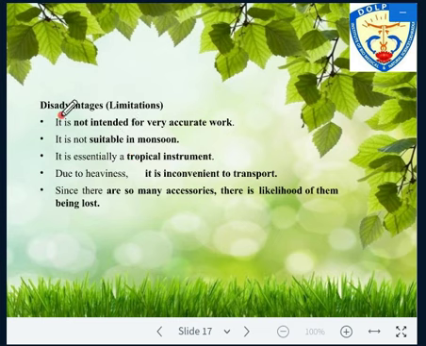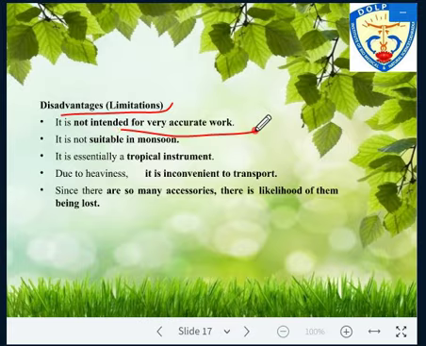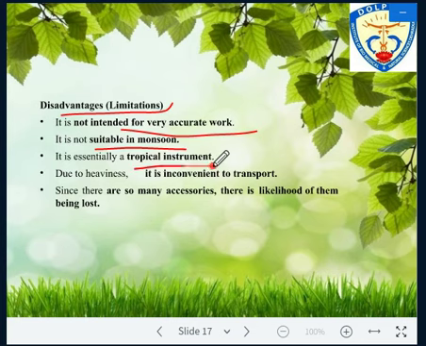Now if there are advantages, the limitations should also be there. So it is not intended for very accurate work, right? It will give you a tentative idea of the features, but it is not accurate work. Second, it is not suitable in monsoon. Obviously, despite having a protective cover, in an open field it is very difficult to work. It is essentially a tropical instrument. Tropical means where there is no rain or the rain is minimal, it can be used there.